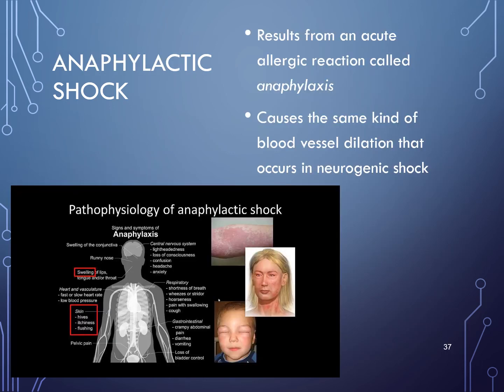Anaphylactic shock results from an acute allergic reaction called anaphylaxis. It causes the same kind of blood vessel dilation that occurs in neurogenic shock. And you can see in this picture some pathophysiology of anaphylactic shock: swelling, hives, itching, redness, respiratory distress, GI distress, and central nervous system distress.